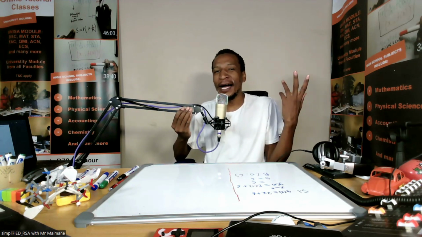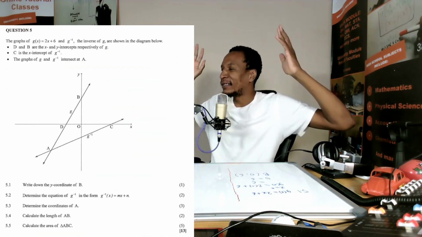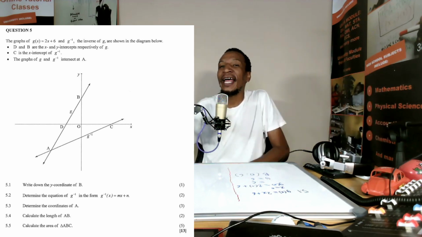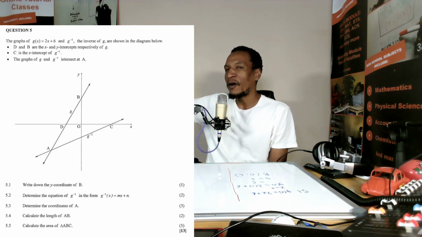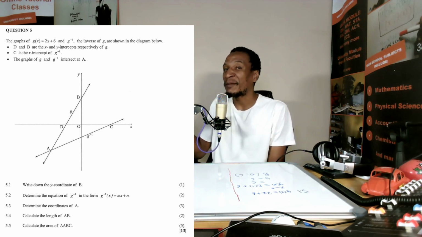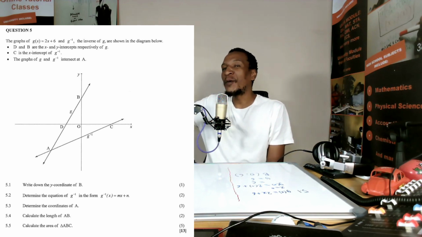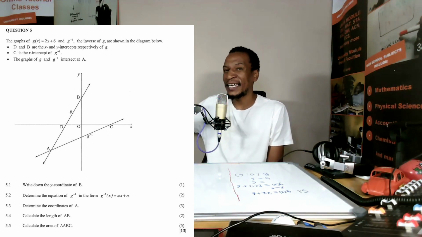Easy peasy, right? And because it's only one mark, you can tell that you don't necessarily have to think that hard. That's how easy it is to get the y coordinates of B. Now, look at this. 5.2, we have to determine the equation of the inverse function, g to the exponent minus 1 of x, in the form of a straight line, meaning in the form of y equals mx plus n as given there.